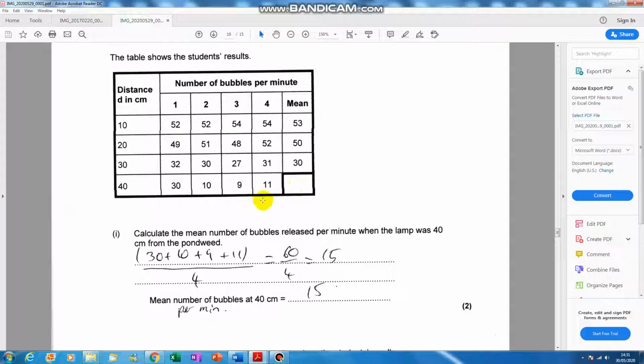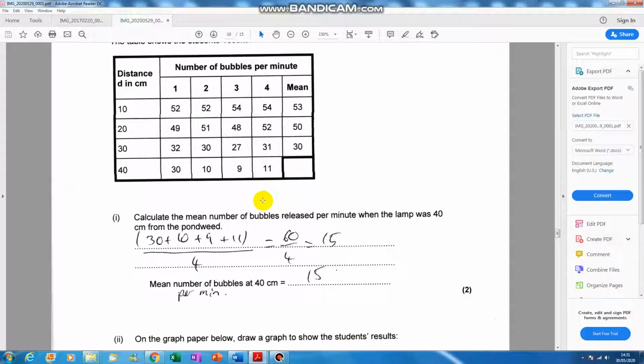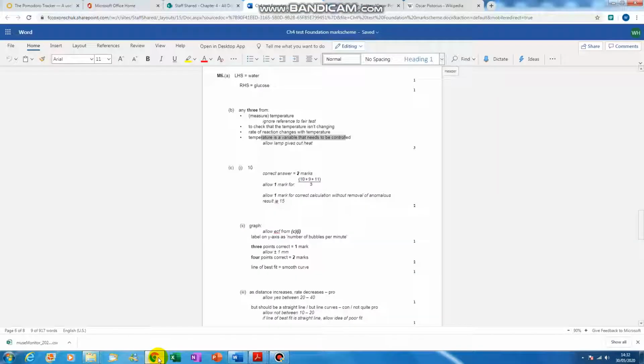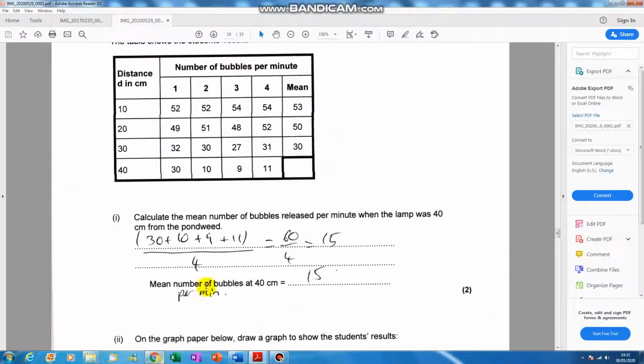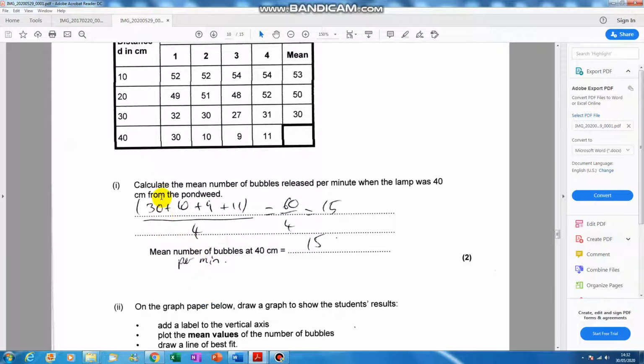I think I have made a mistake, but it's very interesting. So you can see the 4 repeats, 3 of them are around 10 and 1 of them is right up at 30. So I have just added them all together, so 30, 10, 9, 11, and divided them by 4, and this wouldn't get me 2 marks. It would only get me 1 mark because 30 is an anomaly.